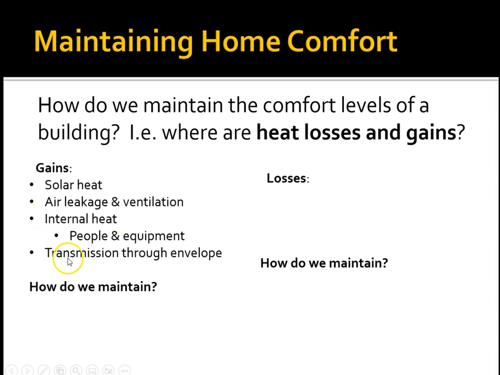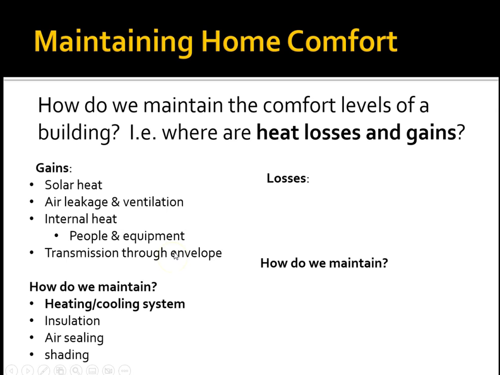And then also, depending on the season and the temperature structure, there's transmission through the building envelope. If it's hot outside and cooler inside, then some heat is going to get through the walls. It's just how heat works. So how do we maintain a proper temperature? We do things like sizing our heating and cooling system. We have insulation, air sealing, shading to block sunlight or allow sunlight in, depending on what we want.